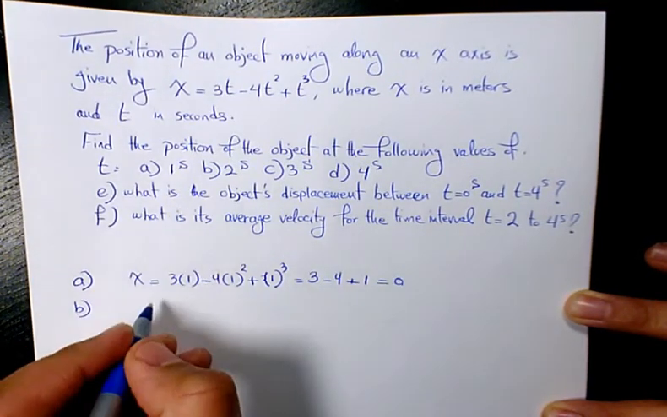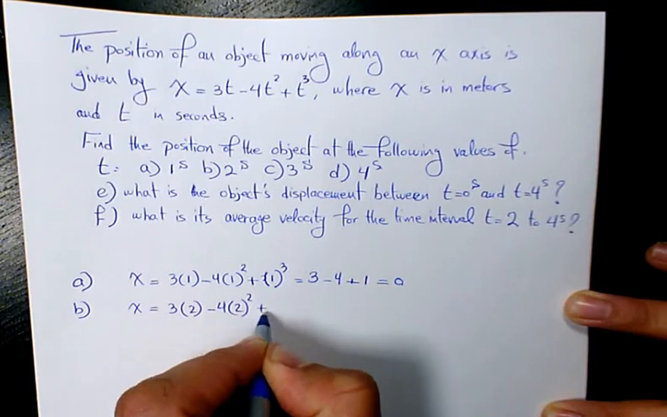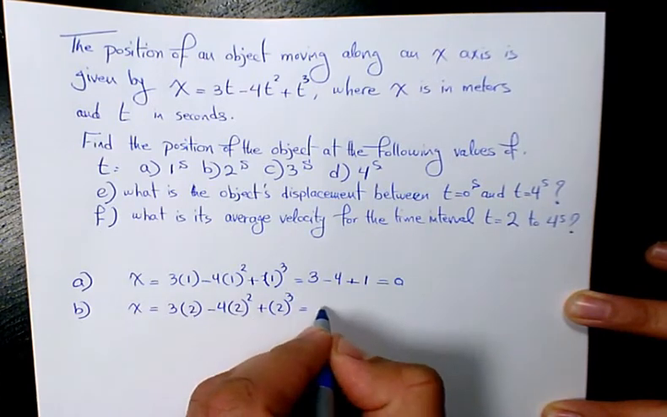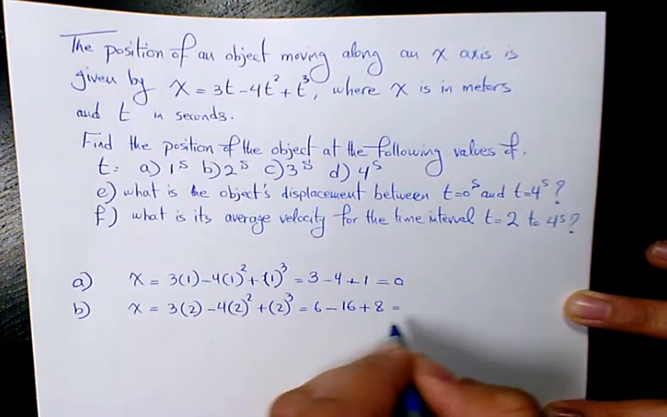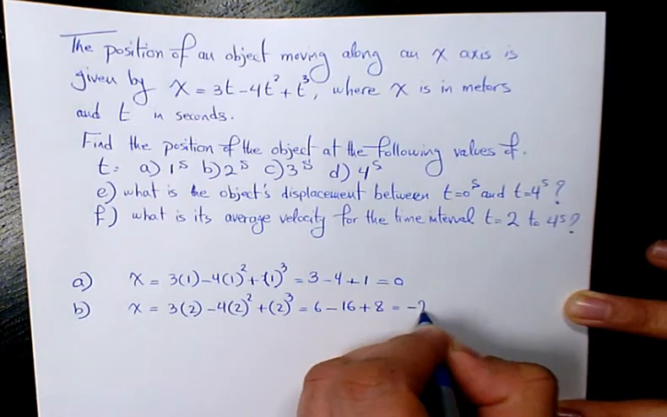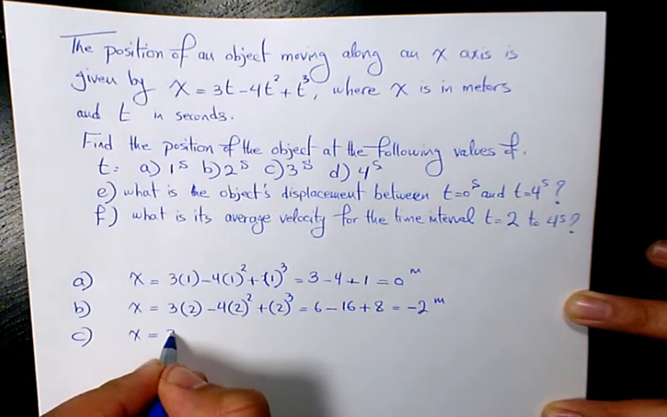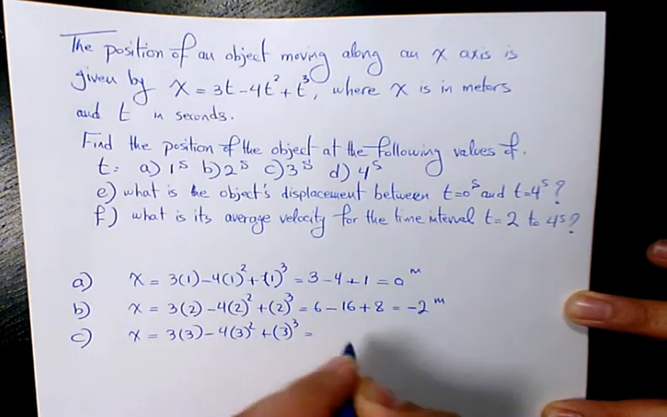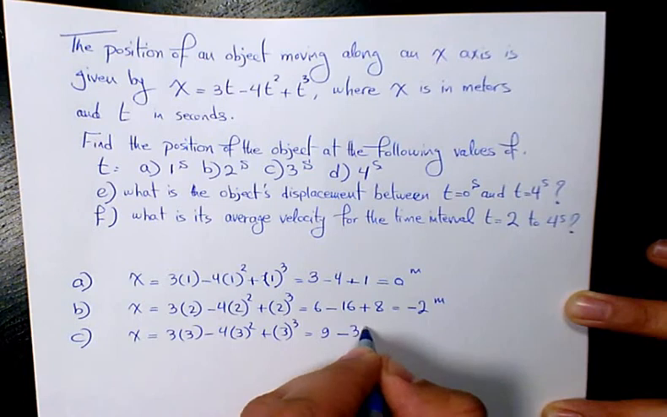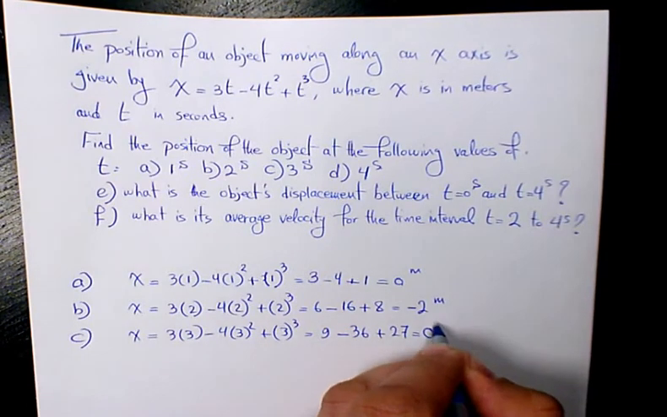Part B, we do the same thing. We sub 2 in here. 3 times 2 minus 4 times 2 squared plus 2 to the power of 3 is going to be 6 minus 16 plus 8. It's going to be negative 2 meters. C, at 3 seconds. So x equals 3 times 3 minus 4 times 3 squared plus 3 to the power of 3, which is going to be 9 minus 36 plus 27. That's going to be, again, 0 meters.